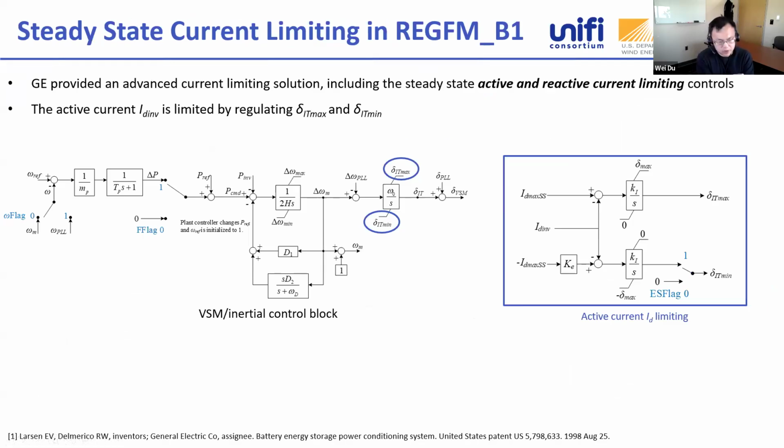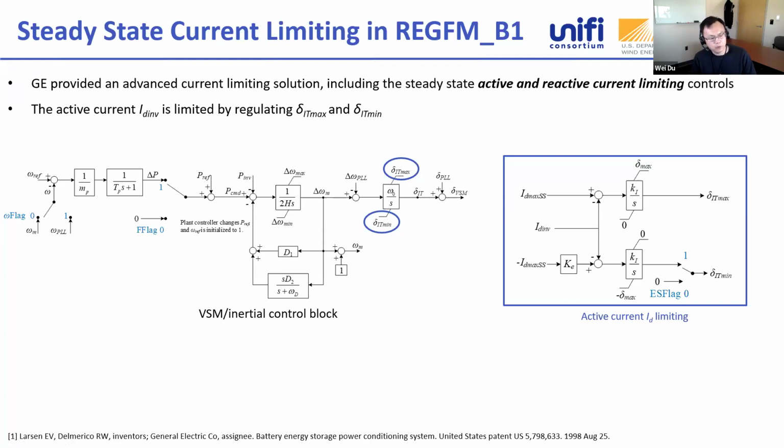And as I mentioned, this model really received strong support from GE, and we appreciate their support. And I see some GE folks here. GE provided an advanced current limiting solution, including steady state active and reactive current limiting controls. So how do they do the active current limiting control?